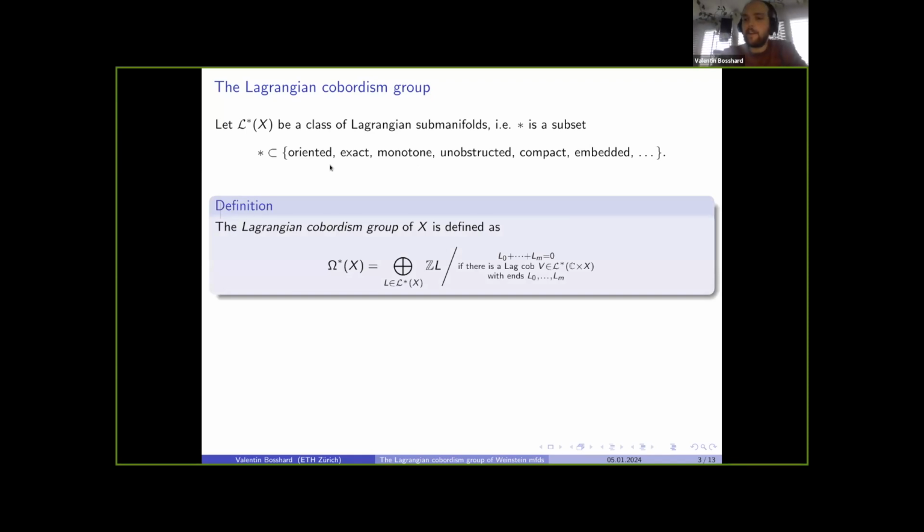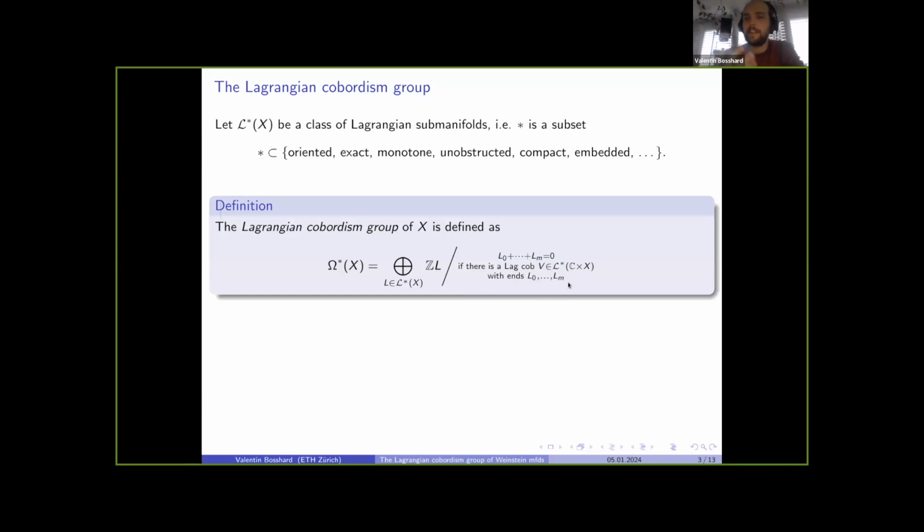Then our main object of study today that we want to compute is the so-called Lagrangian cobordism group. It's defined as the free abelian group generated by all Lagrangian submanifolds in our class, modulo the relation that we say the sum of Lagrangian submanifolds L0 up to Lm is 0 whenever there is a Lagrangian cobordism, also in the class star, so of the same class of Lagrangian submanifolds, but in the product, such that the ends are L0 until Lm. So this is just a definition that we can do and try to compute this.